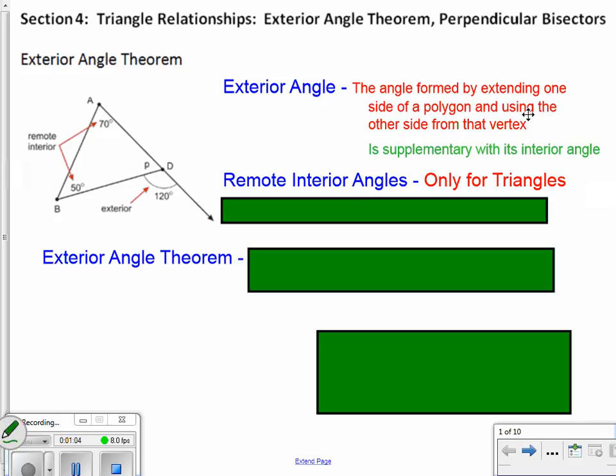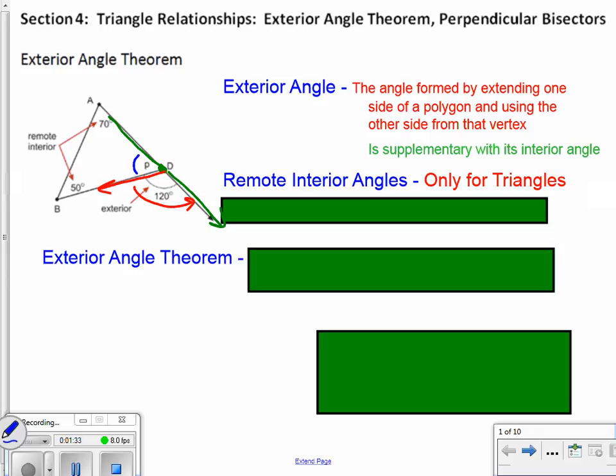But essentially, if we were to take this point, that vertex, and here's one of the sides it was on, if we extend it just like this, and then we use the other side coming off of that vertex, this angle right here is called the exterior angle. Okay? One thing that's very special about the exterior angle, or one thing that you should know, is that it's going to be supplementary with this interior angle.